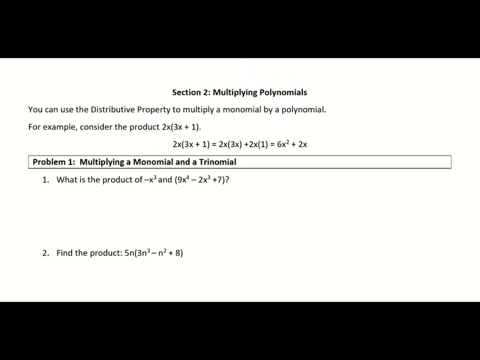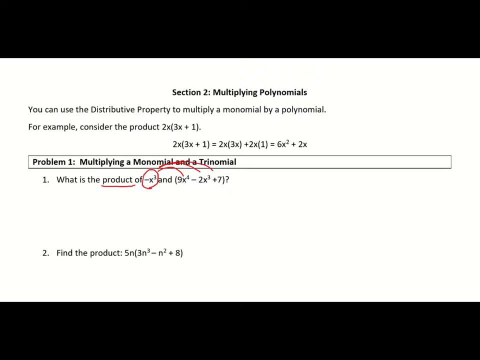distributive property. So in problem 1, number 1, it says what is the product of negative x cubed and 9x to the fourth minus 2x cubed plus 7? So remember, product is just a fancy name for multiply. So we want to take negative x cubed and we want to multiply it with every term in the trinomial. So basically we are distributing negative x cubed to everything in the parentheses.